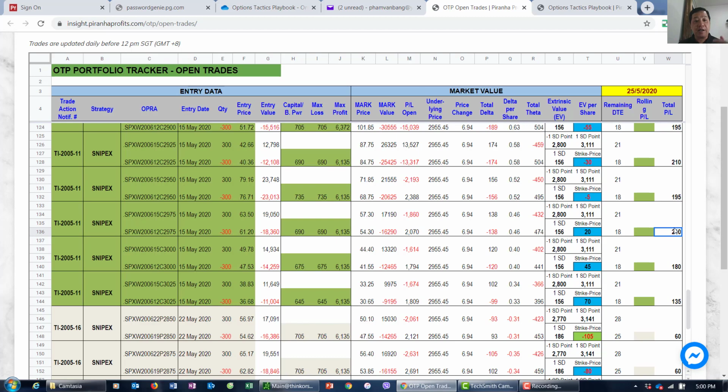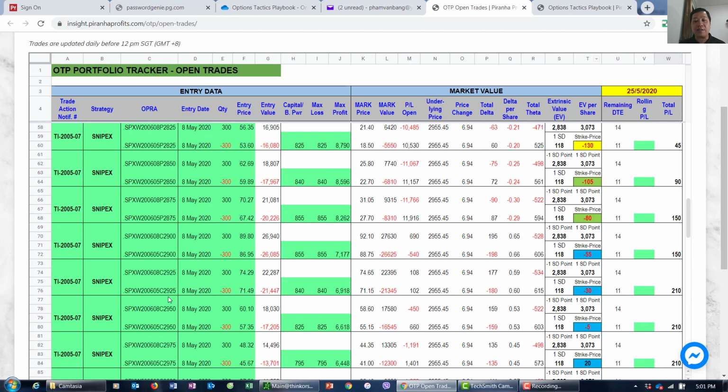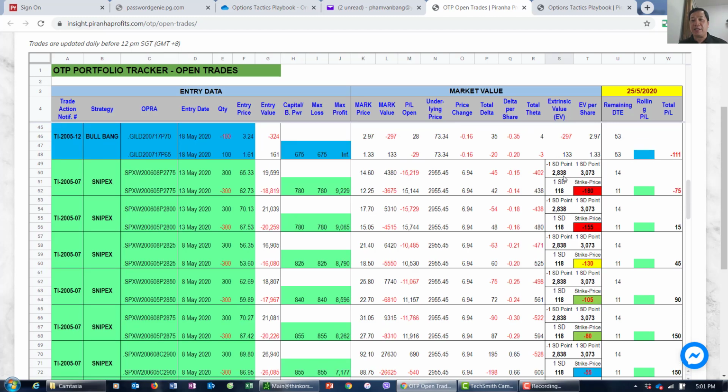That's what I experienced with this particular series, the one that expired on June 5th here. At the beginning, I entered the trade at very high prices, but then VIX crushed after that, and I lost some money and had to close some of the trades at losses. But then the remaining trades are now turning profitable, and that's more than enough to offset the losses of the closed trades.